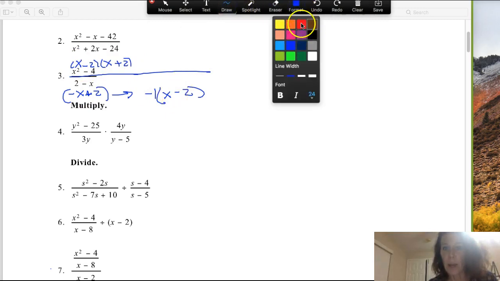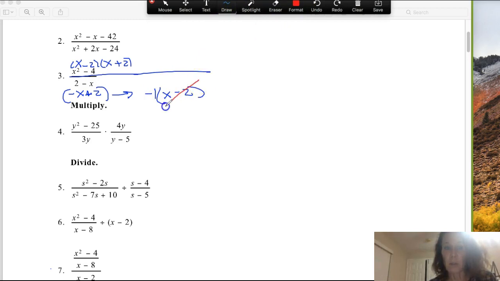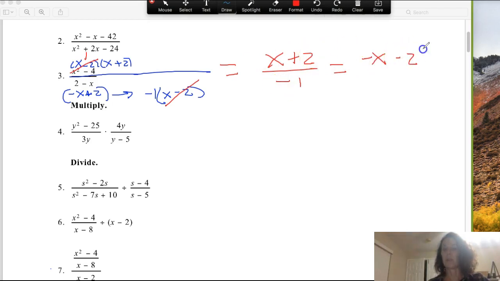Now, I can go ahead and cancel. X minus 2 divides into x minus 2 and leaves me with 1. The negative 1 is still there, so what I'm going to have is 1 times x plus 2, which is just x plus 2, and on the denominator, I have negative 1. Now I can divide this by distributive property into the numerator. So negative 1 into x would be negative x, and negative 1 into 2 would be negative 2. And there is your solution. Now look at your excluded values. In the original, if x were 2, this would be 0. You don't want your denominator 0, so make sure you say x cannot be 2. And there you have it.